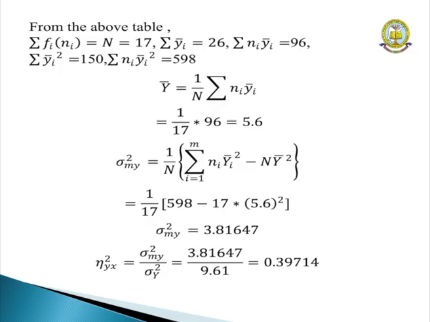So sigma square my is already given in your question. What is the value? 9.61. So 3.81647 divided by 9.61, we get 3.9714. This is the answer to the above mentioned question.